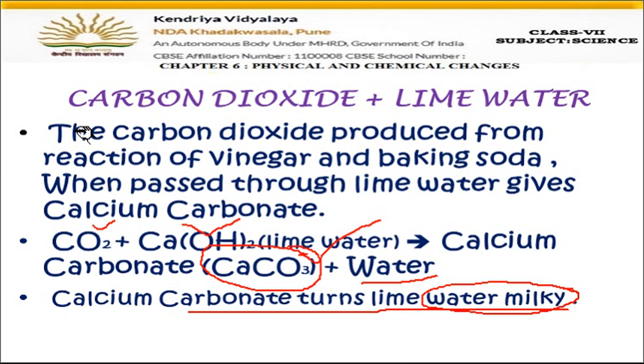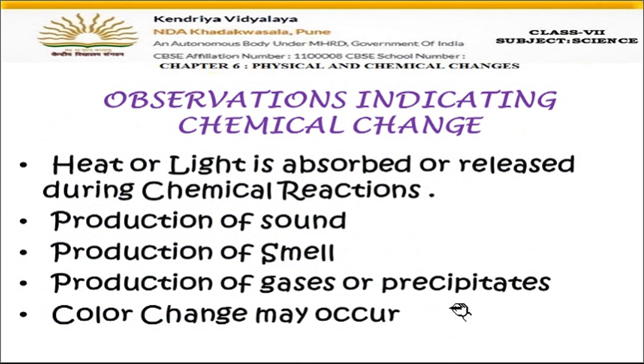Vinegar added to baking soda forms CO2. So this is one example. Now, when carbon dioxide is added to lime water, it forms calcium carbonate. So this is again an example of chemical change. Okay, so now let's see the next topic.